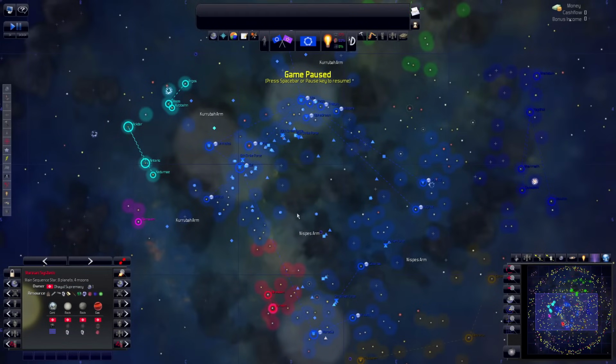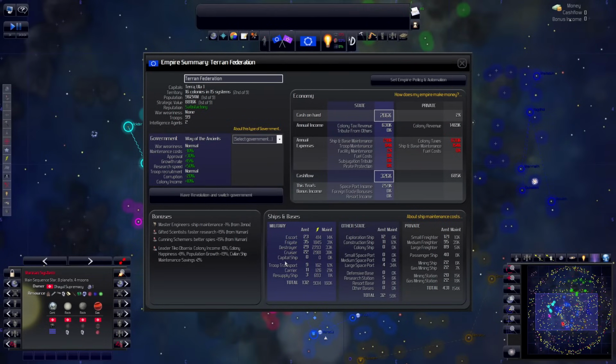So to get right into it, there's a couple different buttons to go through to interact with your economy. Literally, a couple. 1 and 2. Let's start with the Empire screen here, which has a nice little economy tab. You can see there's 2 halves to your economy. The state economy and the private economy.